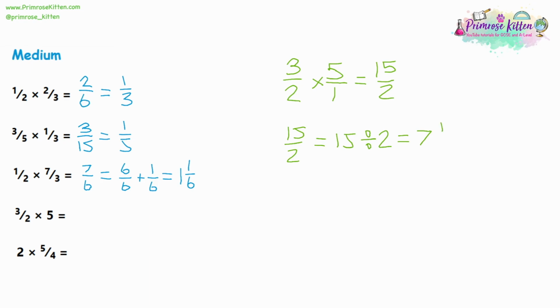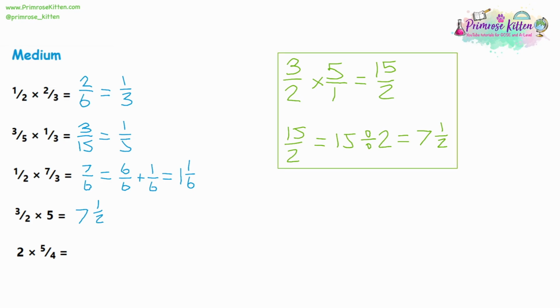Now, we don't want to write remainders in secondary school. So what we do with remainders is we just write them with a denominator, and it's the denominator I've been working with, which was over 2. So our answer to 3 halves multiplied by 5 is 7 and 1 half.